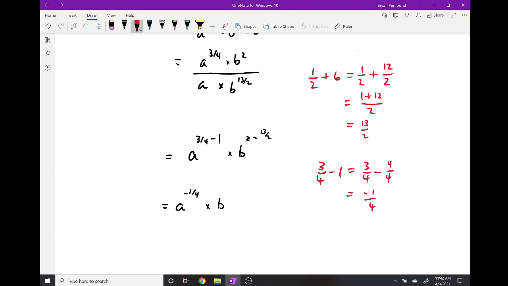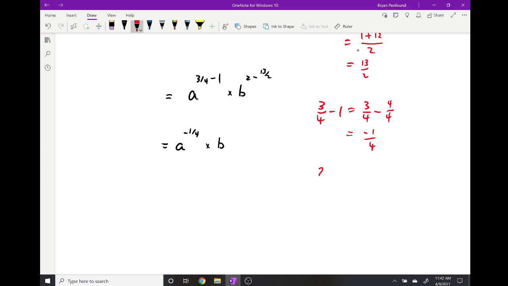And let's go ahead and find the new power for b. So 2 take away 13/2. Again, not easy to do this subtraction, so let's convert 2 into 4 divided by 2. And that way we have similar units. So we have 4/2 take away 13/2. Goodness me, so 13 take away 4. I believe that's 9, right? So it should be -9/2.